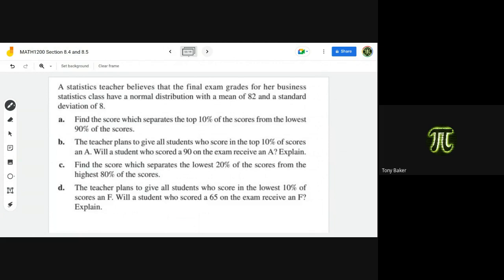No. What do we know about a bell curve? It's symmetric, right? So if 1.28 gives you the 10% on the positive side, what would give you the 10% on the negative side? Negative 1.28. It's symmetric. So using the exact same thing, this time you can just use negative 1.28. So negative 1.28 times 8 plus the 82 gives you a 71.76. So if you got a 71 on this test, you'd fail.